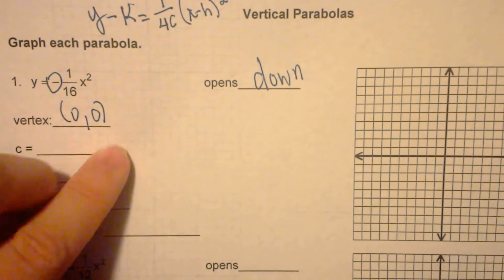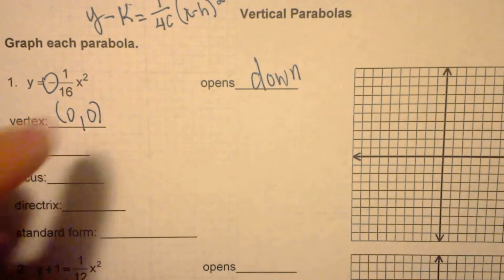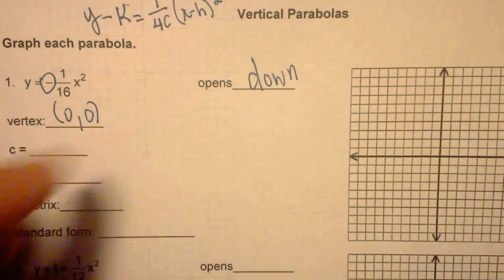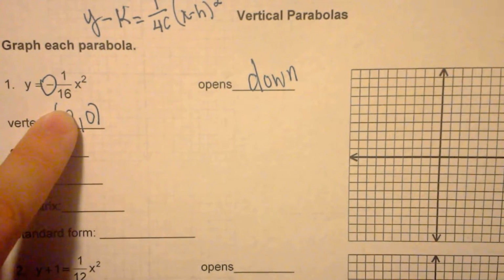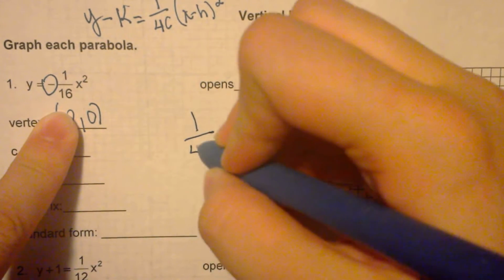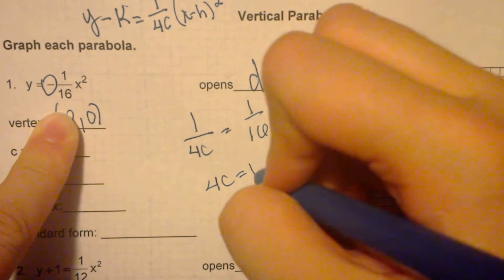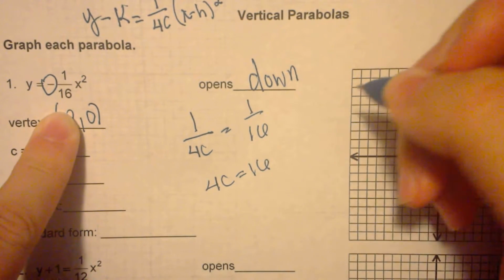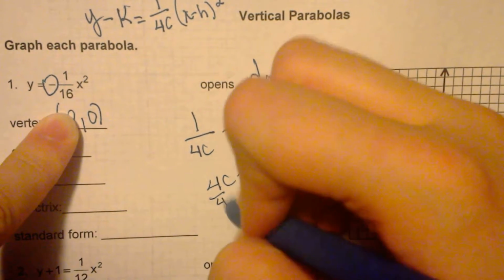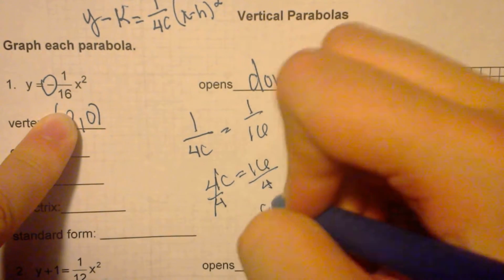Looks like an owl or a snowman. So I have 1/4c. I'm going to compare it to 1/16. So my numerators are the same, so my denominators have to be equal. 4c equals 16. C is 4.